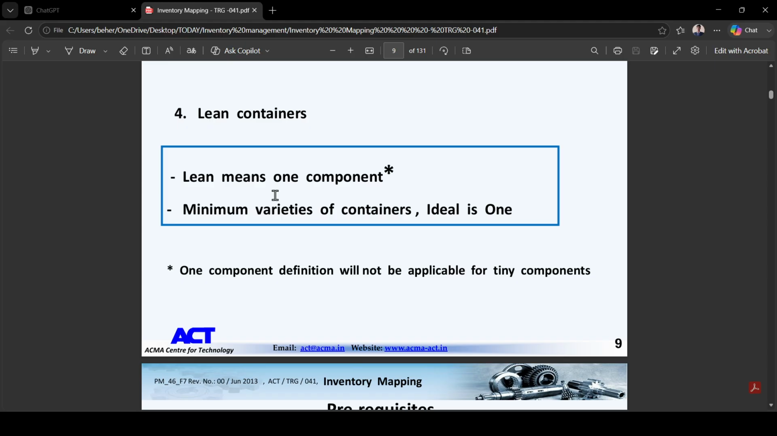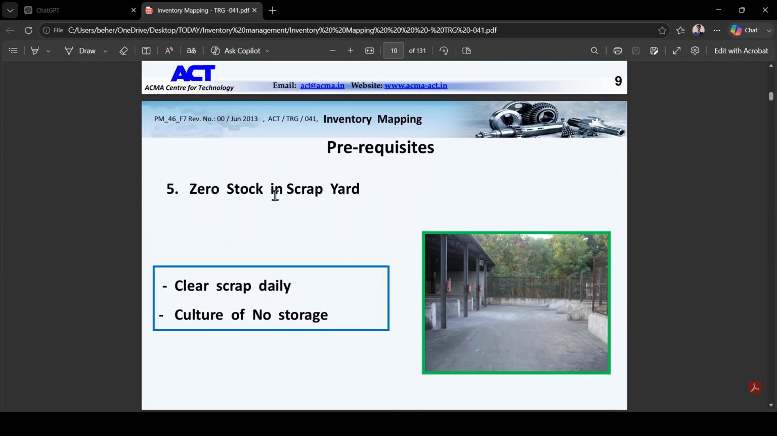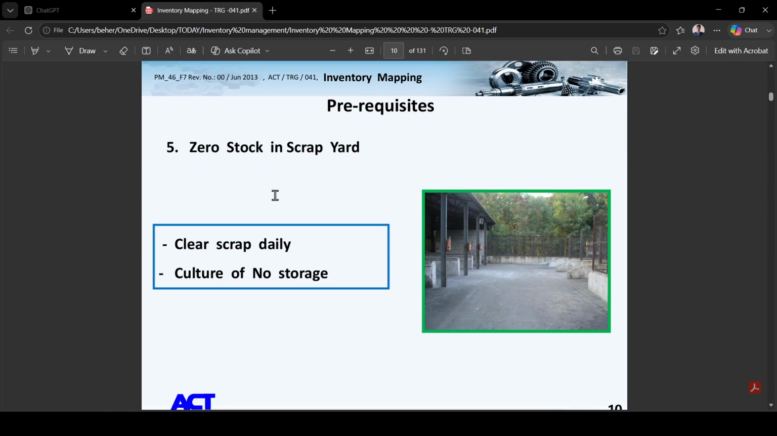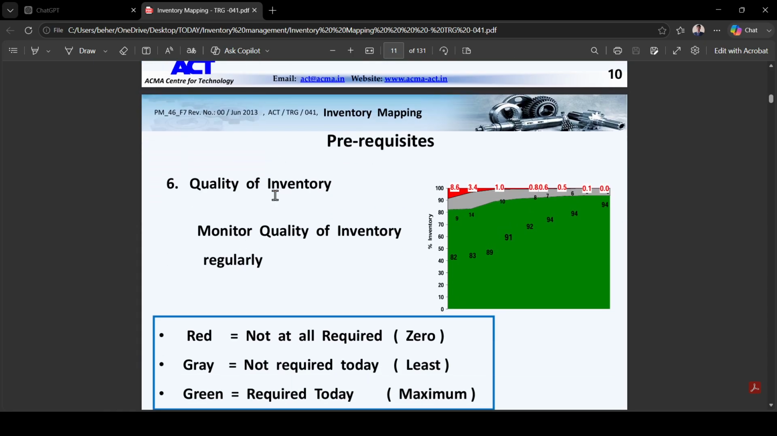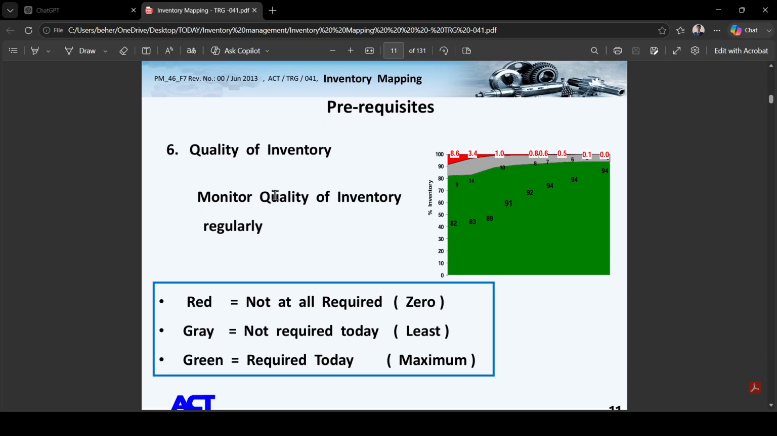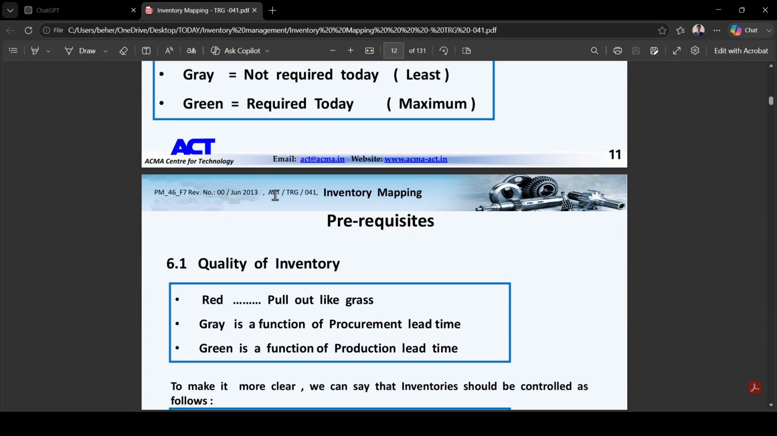So the lean container. Lean means one component, minimum varieties of containers, lead time. Zero stock, like zero stock in the scrapyard. That is also one type of lean manufacturing tool. P represents the quantity of inventory monitored. See that.